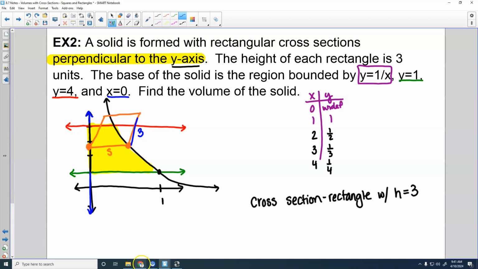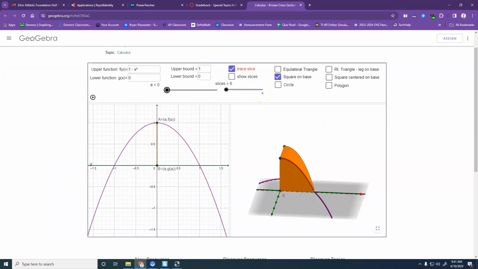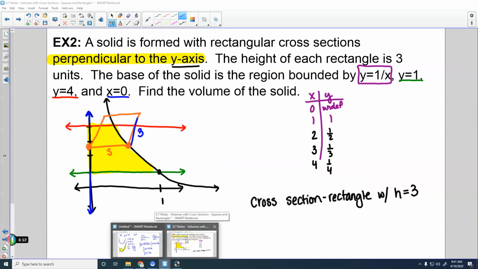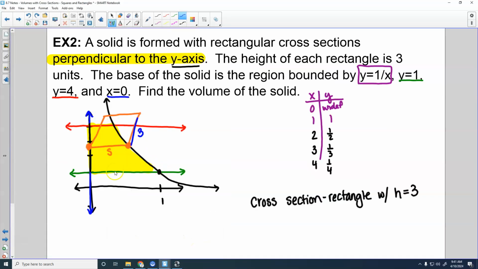Let me even see if this over here will do. This one won't even do rectangles here, so I can't even show you what it would look like. But it's basically going to be almost flat, but it's going to have this weird sort of cutout on the side there.